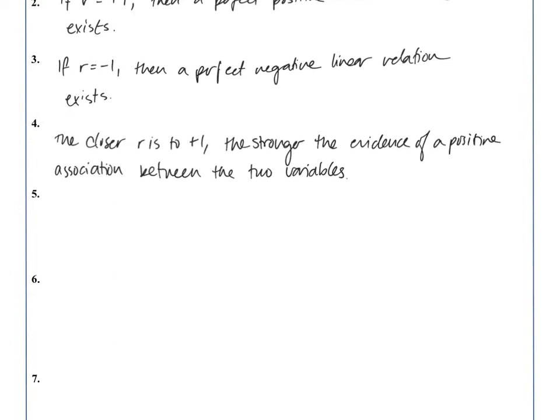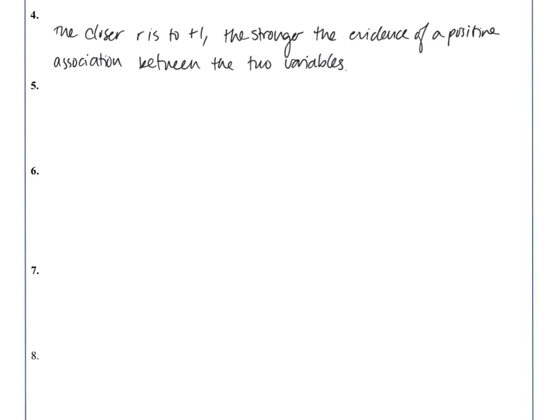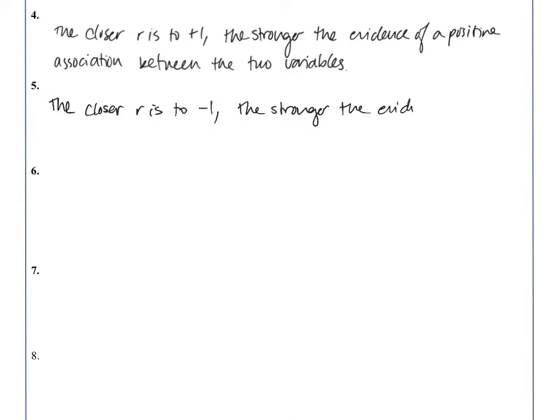And 5. Pretty similar, except with negative. So the closer r is to -1, the stronger the evidence of, and this time, a negative association between the two variables.